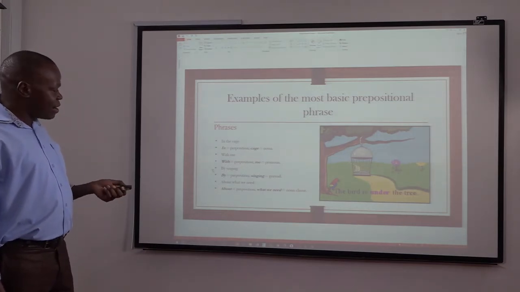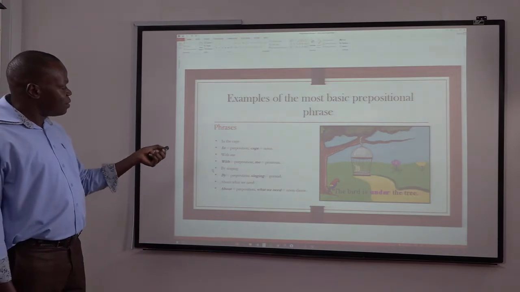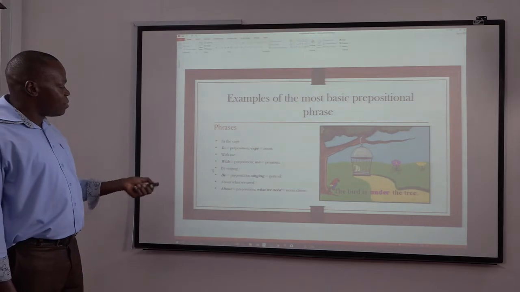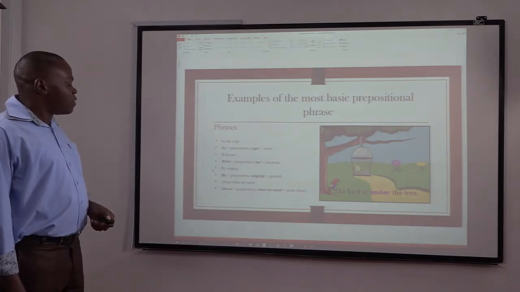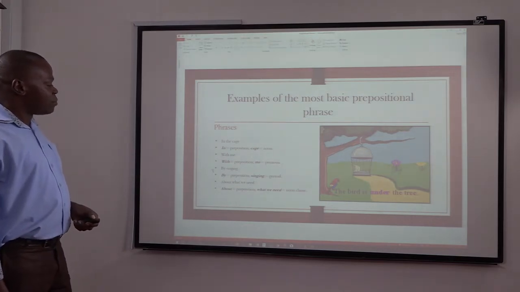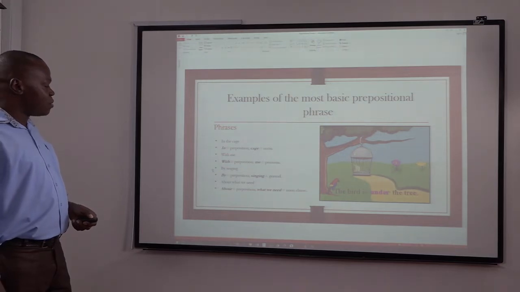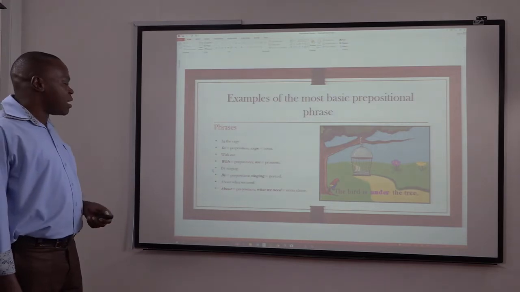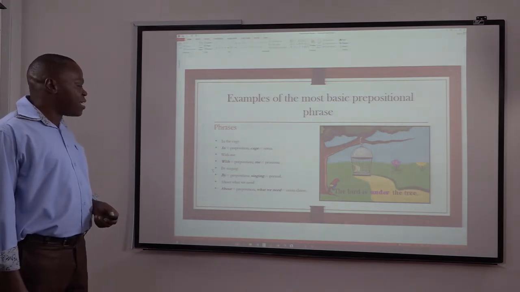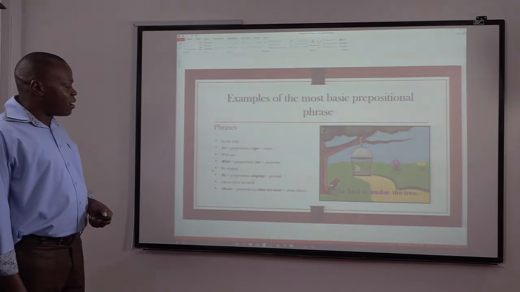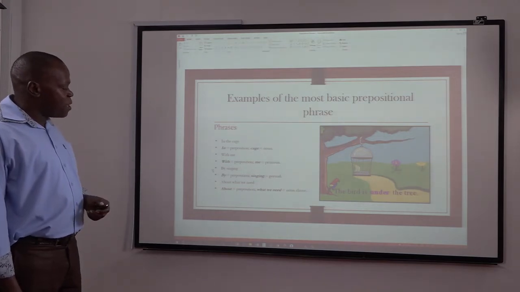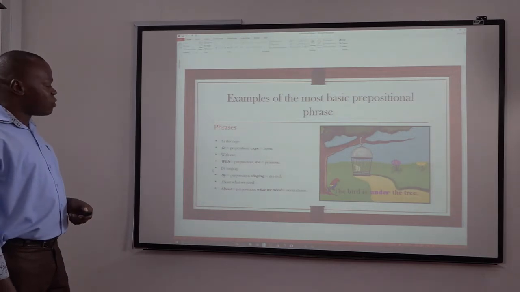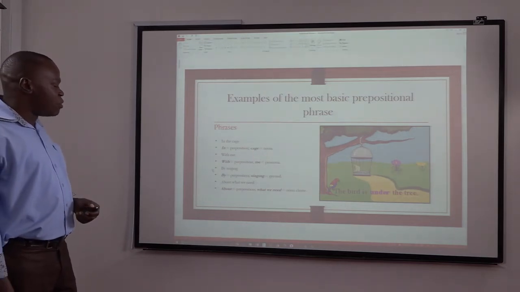If you just turn here, you will find further examples. With me: with is a preposition, me is a pronoun. By singing: by is a preposition, and singing is a gerund. A gerund, as you have seen there, is a verb functioning as a noun. So they're also known as verbal nouns.